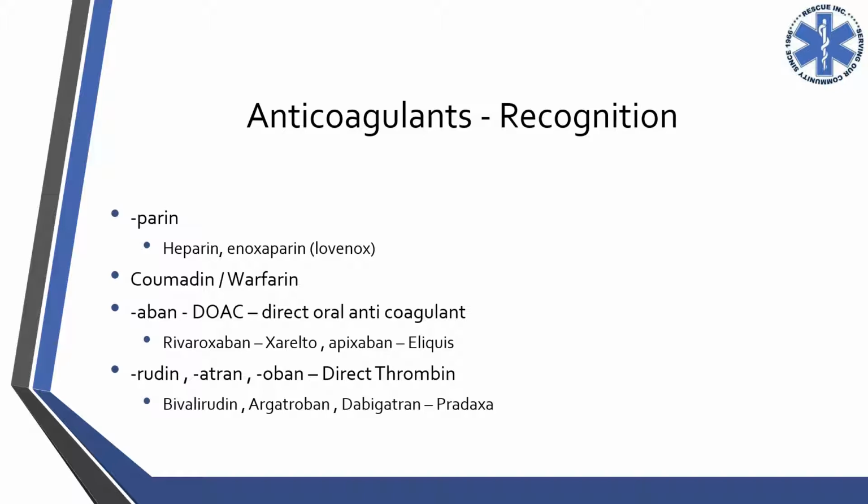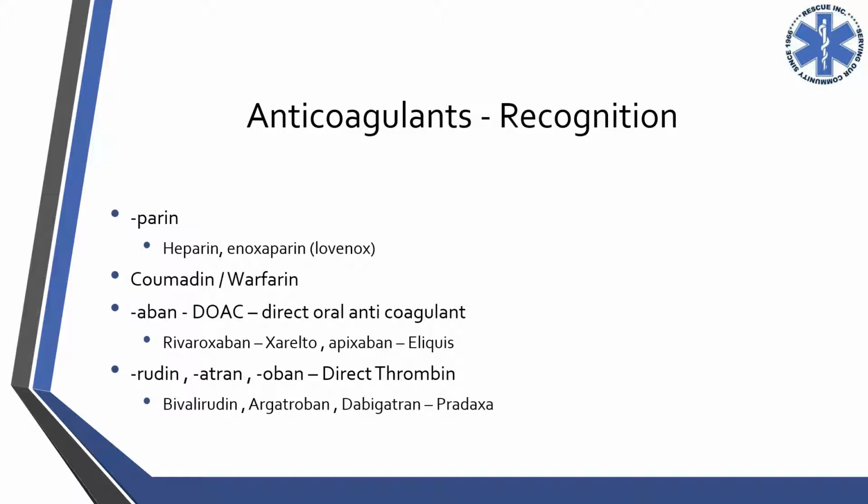And then we have these direct thrombins. So bivalirudin is one that's very old. We also have argatroban and then Pradaxa. Pradaxa is a new age. Pradaxa is a nice one. We see Pradaxa a whole lot more, and Pradaxa has a reversal agent called Praxbind.